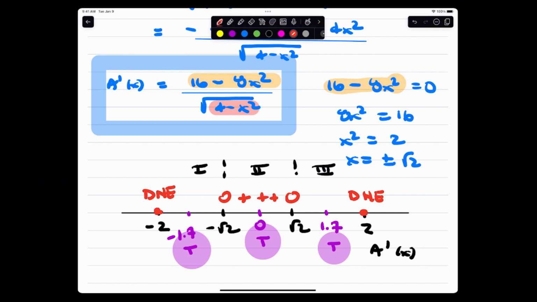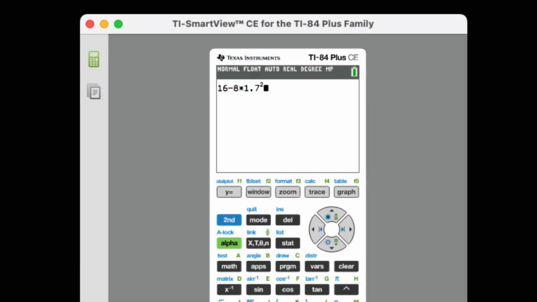What if I plug in 1.7? What's 16 minus 8 times 1.7? Do you guys know? Should we wake up the TI calculator? We can't plug in 2, can we? It's not like the last question. So 16 minus 8 times 1.7 squared. Okay, so those people at home, you go, what are you doing? 16 minus 8 times 1.7 squared. Oh, that's negative.